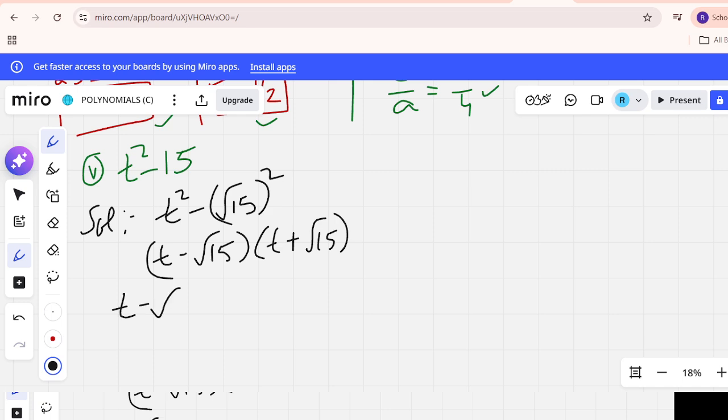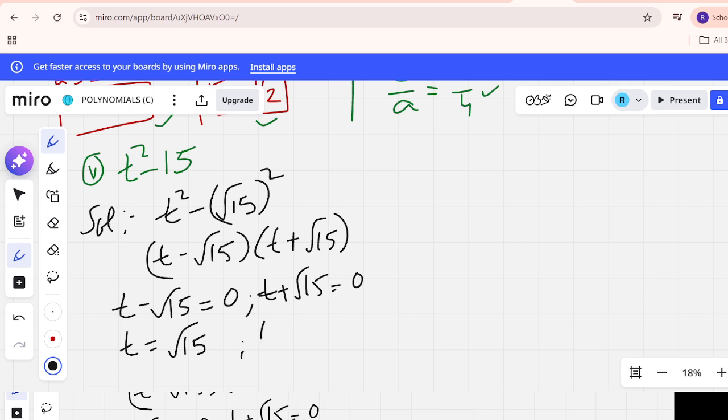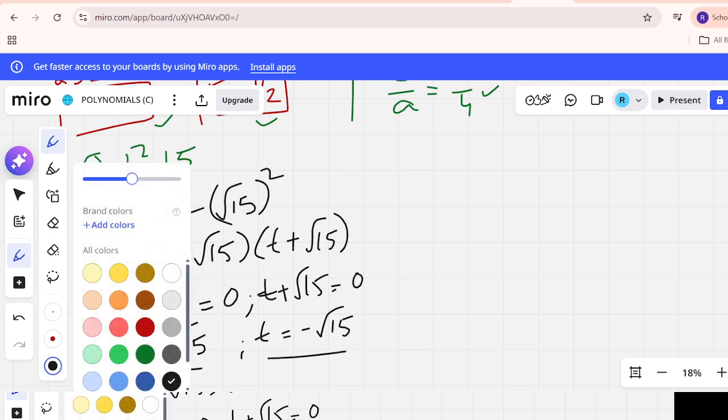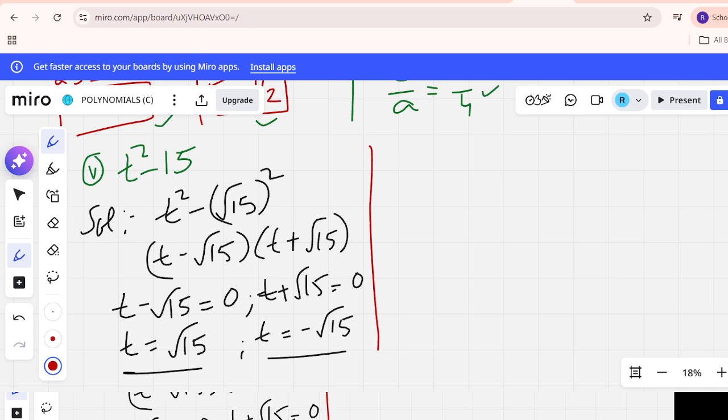So t minus root 15 equals 0, then t is equal to root 15. Similarly, t plus root 15 equals 0, so t equals negative root 15. These are the zeros of the polynomial. Now we will do the verification part.